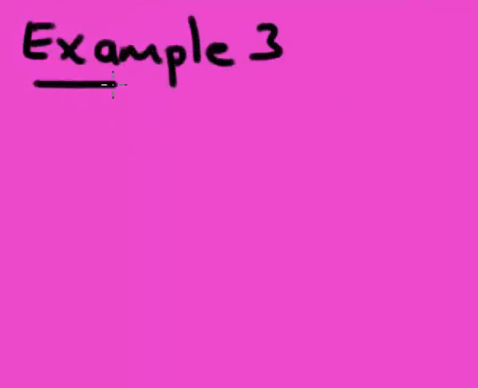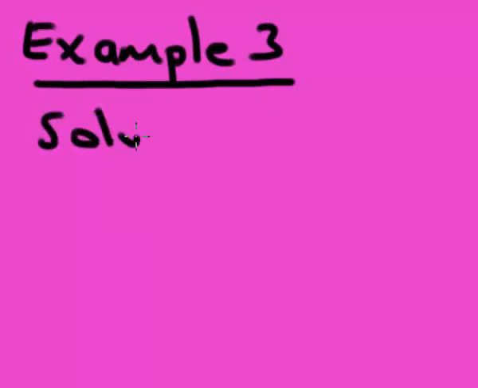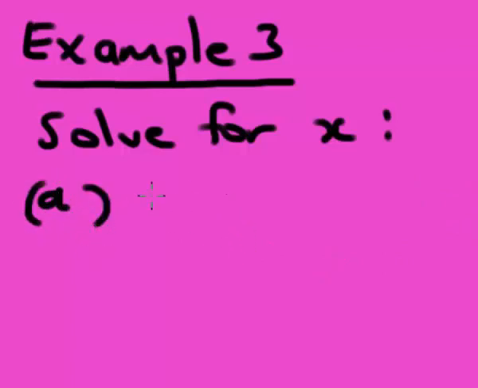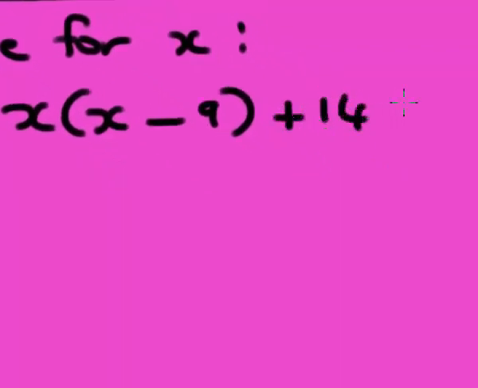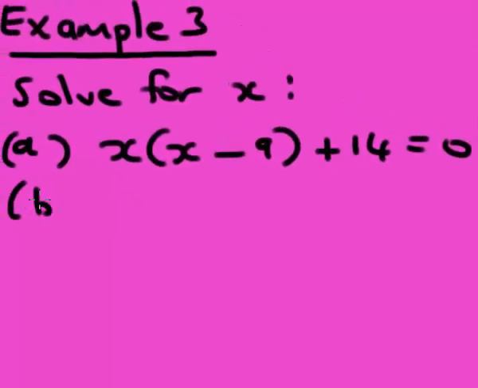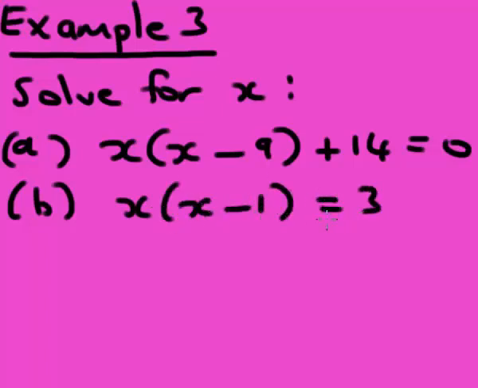Okay, have a look at this example 3, and I want you to be able to solve for x. You're going to solve for x, but I want you to round your answers off to 2 decimal places where necessary. Okay, so the first equation is going to be x into x minus 9 plus 14 is equal to 0, and then we're going to be dealing with another equation, x into x minus 1 is equal to 3. Well, what about the first equation? Let's have a look at that.